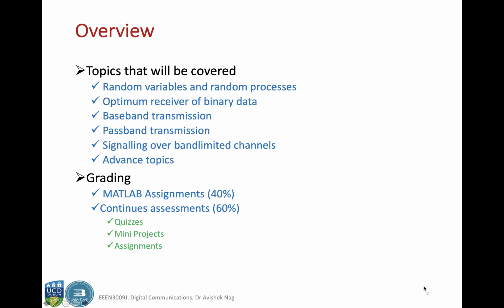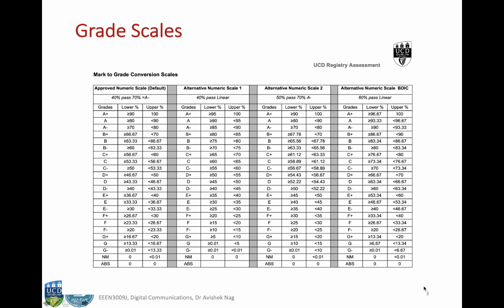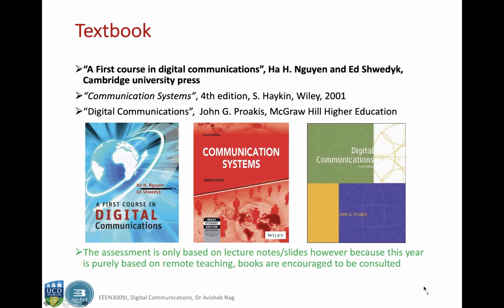So moving on, the grade scale that I'll be using this semester is the alternative numeric scale. This is the one that I'll be using, where 40% and above is pass, and for getting an A you have to score more than 90%. For an A plus you have to score more than 95%. So this is the scale that I will be using for this module this semester.